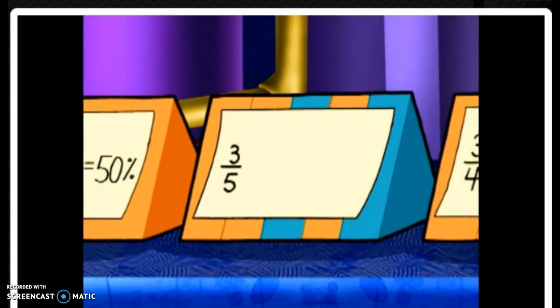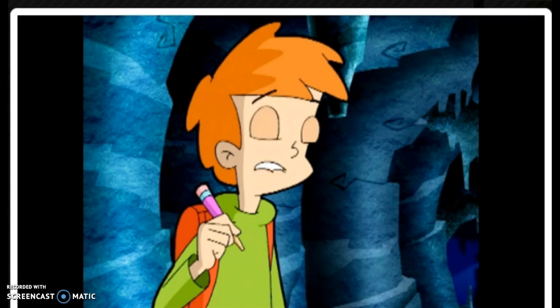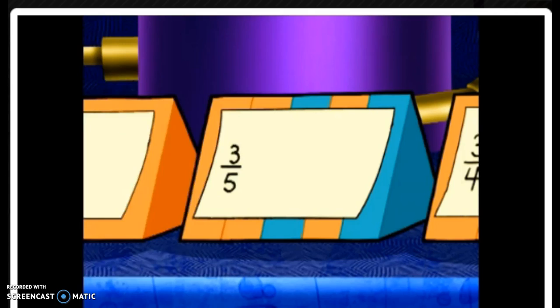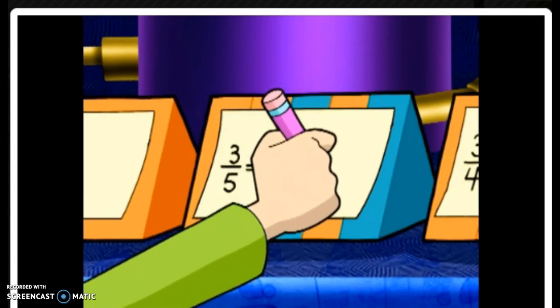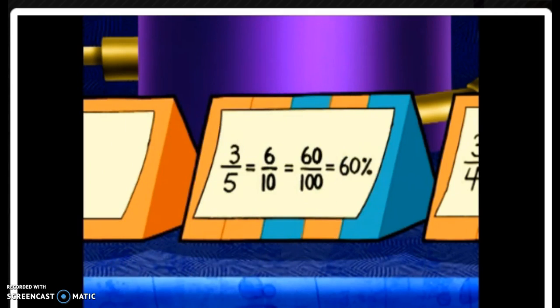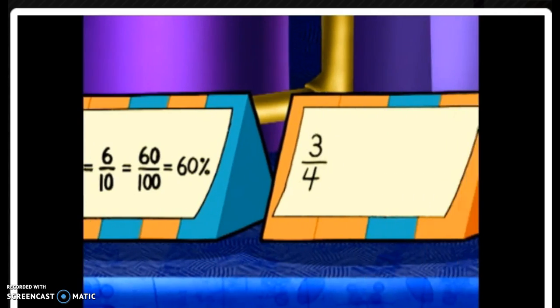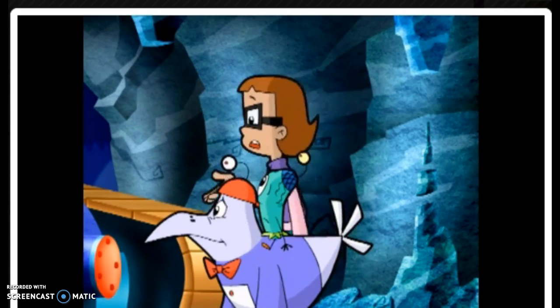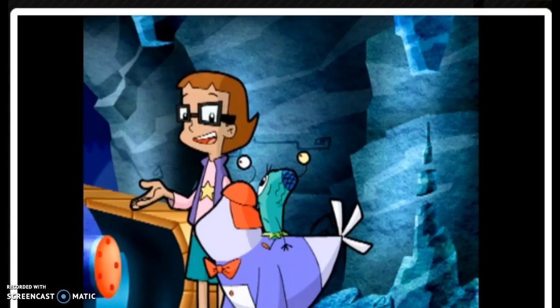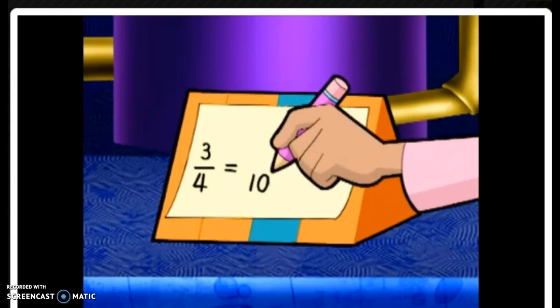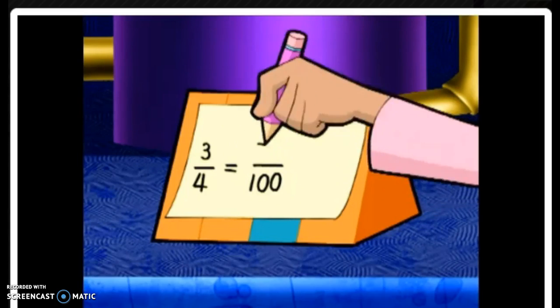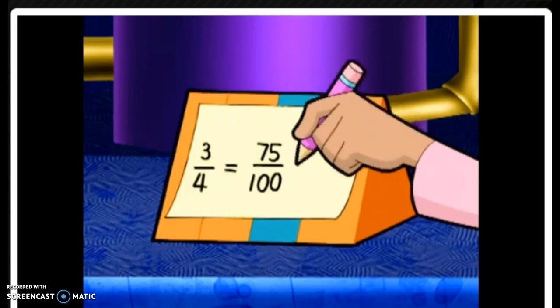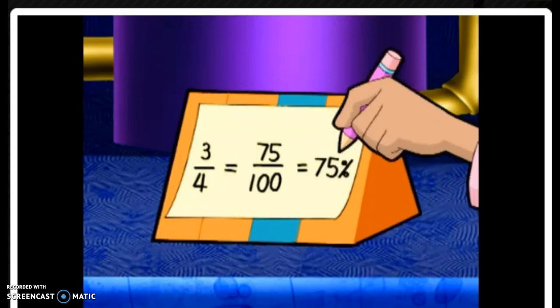And 3/5 is the same as how many out of 100? Let's see. 3/5 is 6/10. And 6/10 is 60/100, or 60%. The last one is 3/4, which is, what part of 100? Well, 4 times 25 is 100, and 3 times 25 is 75. So that's 75 over 100, which is the same as 75%.